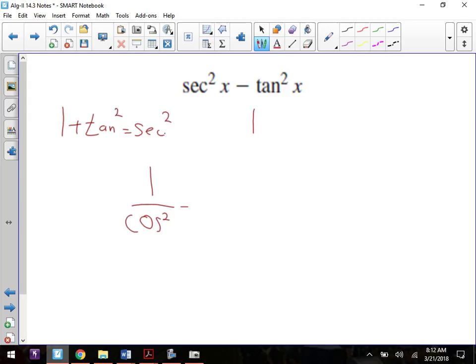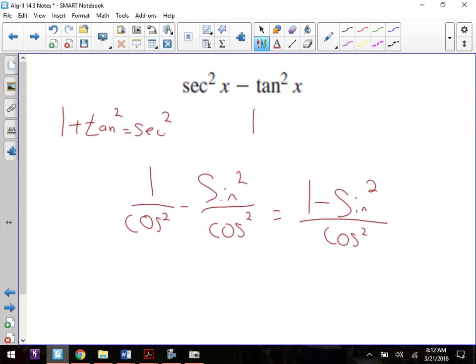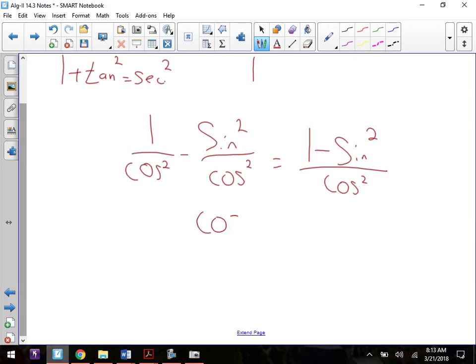Tangent squared I can rewrite as sine over cosine, so it's sine squared over cosine squared. Now, do I have a common denominator? Yes. So that means I can put them together, and I get 1 minus sine squared over cosine squared. What's 1 minus sine squared? Cosine squared. I like the other way too, but let's say you forgot.